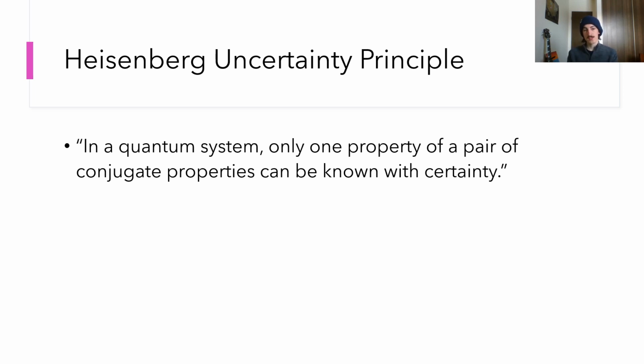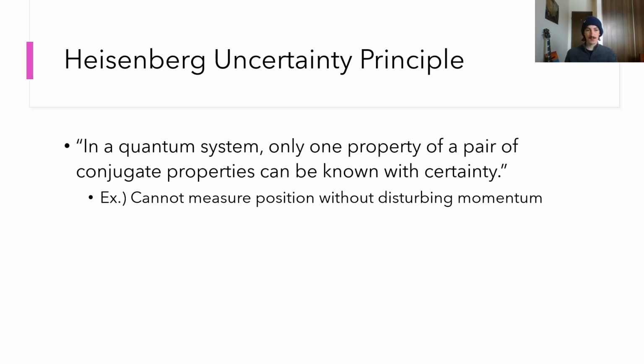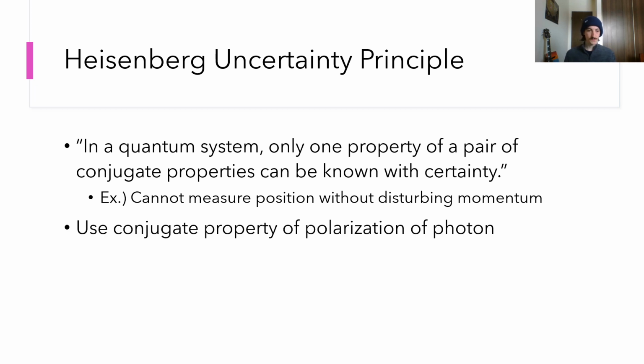Another important property for a lot of these is the Heisenberg uncertainty principle. That's defined as, in a quantum system, only one property of a pair of conjugate properties can be known with certainty. For example, Heisenberg uses an electron. You cannot measure the position of it without disturbing the momentum, and vice versa. So if you try to get the momentum, then that ruins the position. You can't tell what the position is anymore. Or if you calculate position, that's going to disturb the momentum, and now you won't know what that is. And so in the case of quantum key distribution, you use the conjugate property of the polarization of a photon.